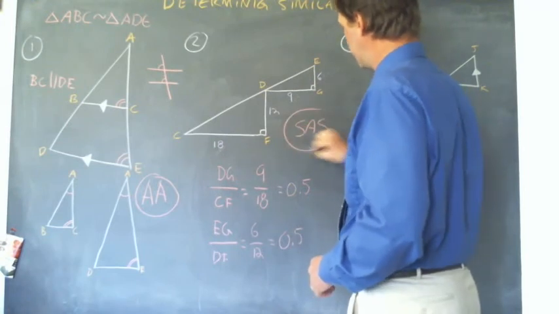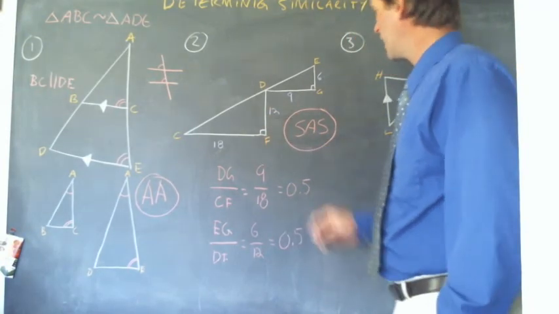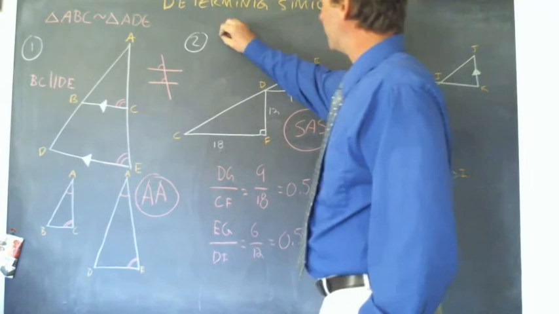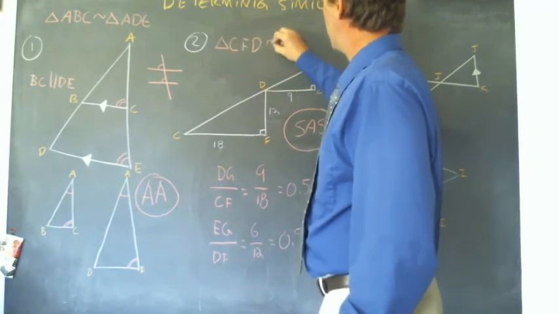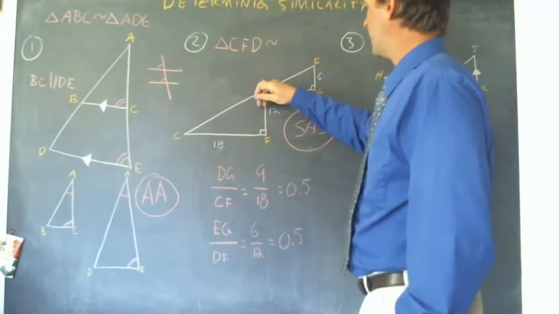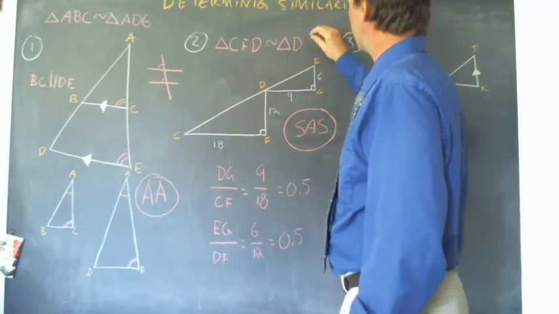Just like when we do congruency, but now instead, the sides are in proportion. We write our similarity statement. Triangle CFD is similar to DGE. It's important to keep the letters in the proper order.